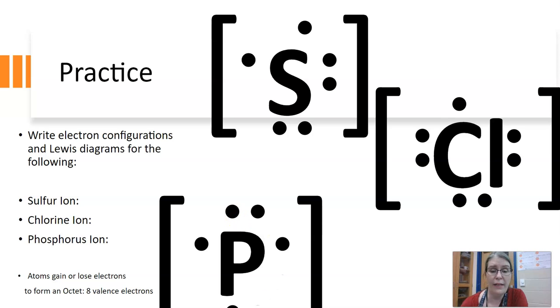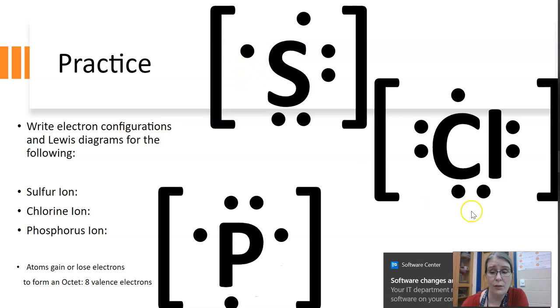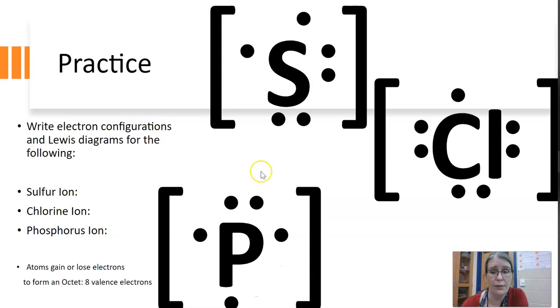So I have 5 valence electrons, 1, 2, 3, 4, 5. Okay. So now I want to think, how many electrons do I have to add to get to a full octet? Well, if I look at sulfur, I have 1 spot at the top and 1 spot on the left where I have an unpaired electron. And so I can see here that I've got 6. I need to add 2 to get to 8, the octet.